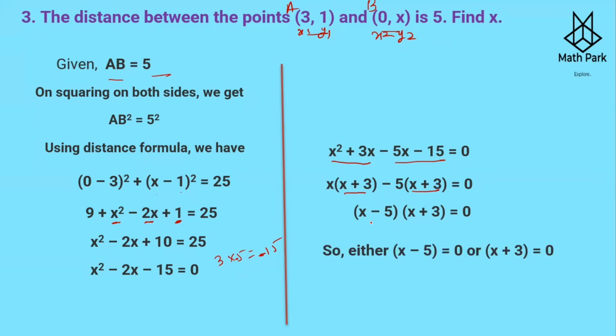So either x minus 5 is equal to 0 or x plus 3 is equal to 0. If x minus 5 is equal to 0, you get x is equal to 0 plus 5, which is 5. If x plus 3 is equal to 0, x is equal to 0 minus 3, we get it as minus 3. So this is how we get the values of x.